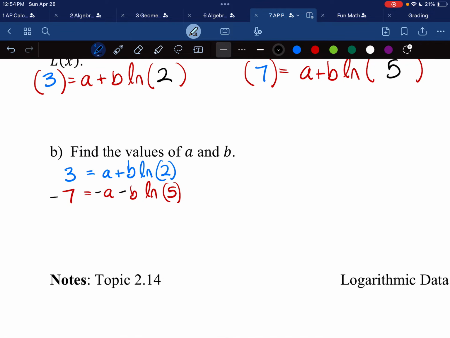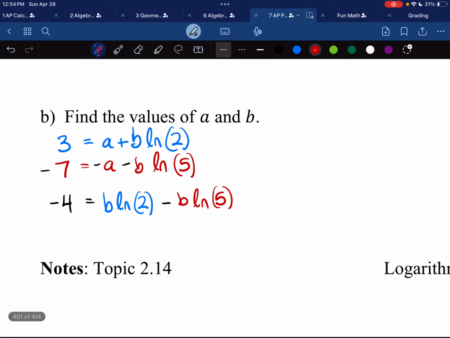And now I can do, okay, what's 3 minus 7? That's -4. There's an equal sign. Oh, this is nice. A and A are gone. A minus A, there's nothing left. And unfortunately, we have to rewrite all of this stuff. I have a B natural log of 2, and then I'm subtracting a B natural log of 5. Okay, so I need to continue down. The nice thing that I'm noticing is we have eliminated an A. That's the whole point of elimination. You're supposed to eliminate one of the variables.